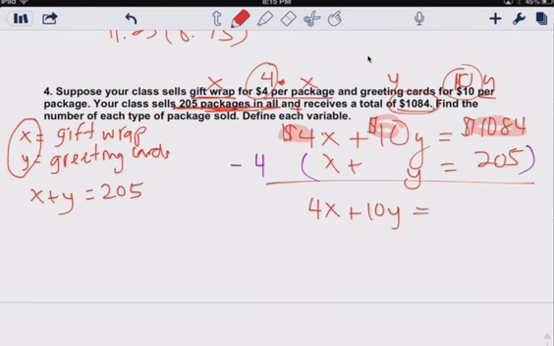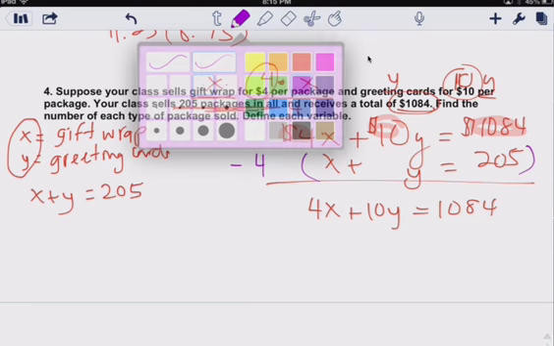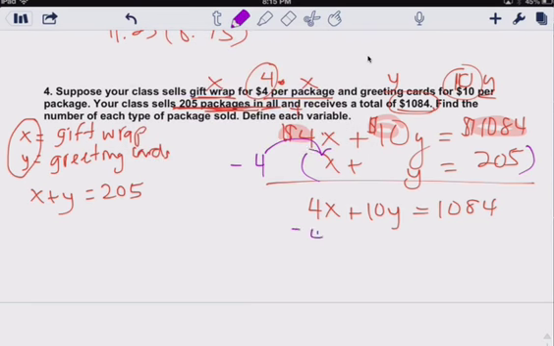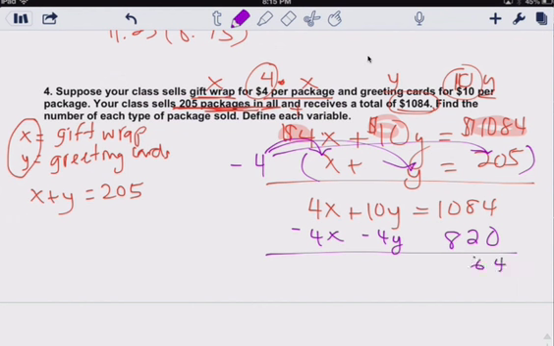10y equals 1,084. And then you distribute the negative 4 to here. You get negative 4x. Distribute here, you get negative 4y. Distribute the 4 to the last one, you get 20. Carry the 2. So that's 2, 8. I hope it's right. Check, 20, carry 2, that's 2. Yep, that's correct.